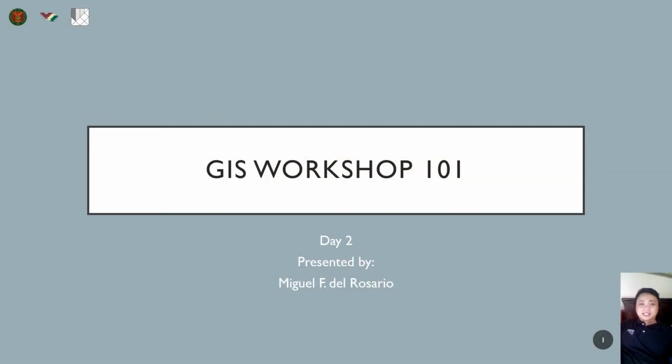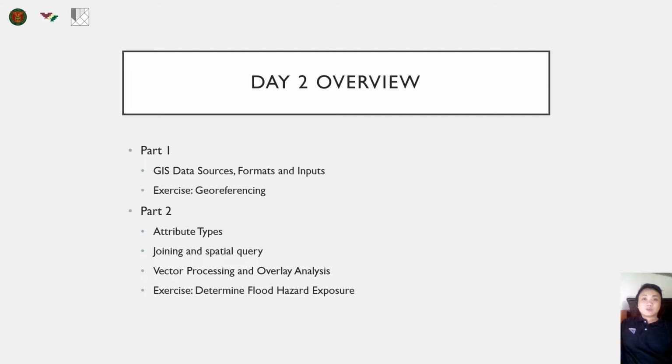Hi, and welcome to our second day of the GIS Workshop 101. For day two, there will be two parts. First, we'll tackle GIS data sources, formats, and inputs, which will help us georeference images to our project. In the second part, we'll talk about attribute types, joining and spatial queries, vector processing and overlay analysis for our exercise in determining flood hazard exposure for a particular area.